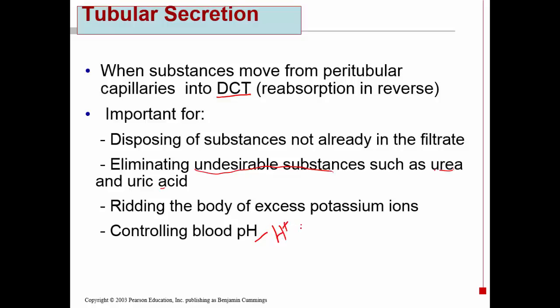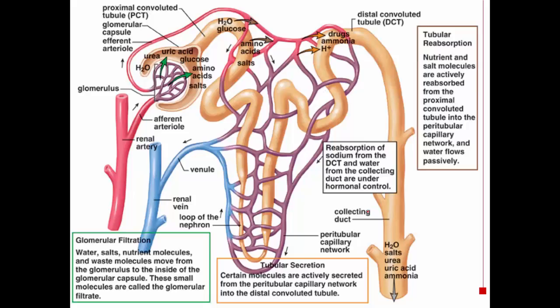For example, if your blood is too acidic, this is a chance to get rid of some hydrogen ions. If there are too many potassium ions, this is a place to get rid of them through tubular secretion. So let's take a look at the picture again just to see where we are.